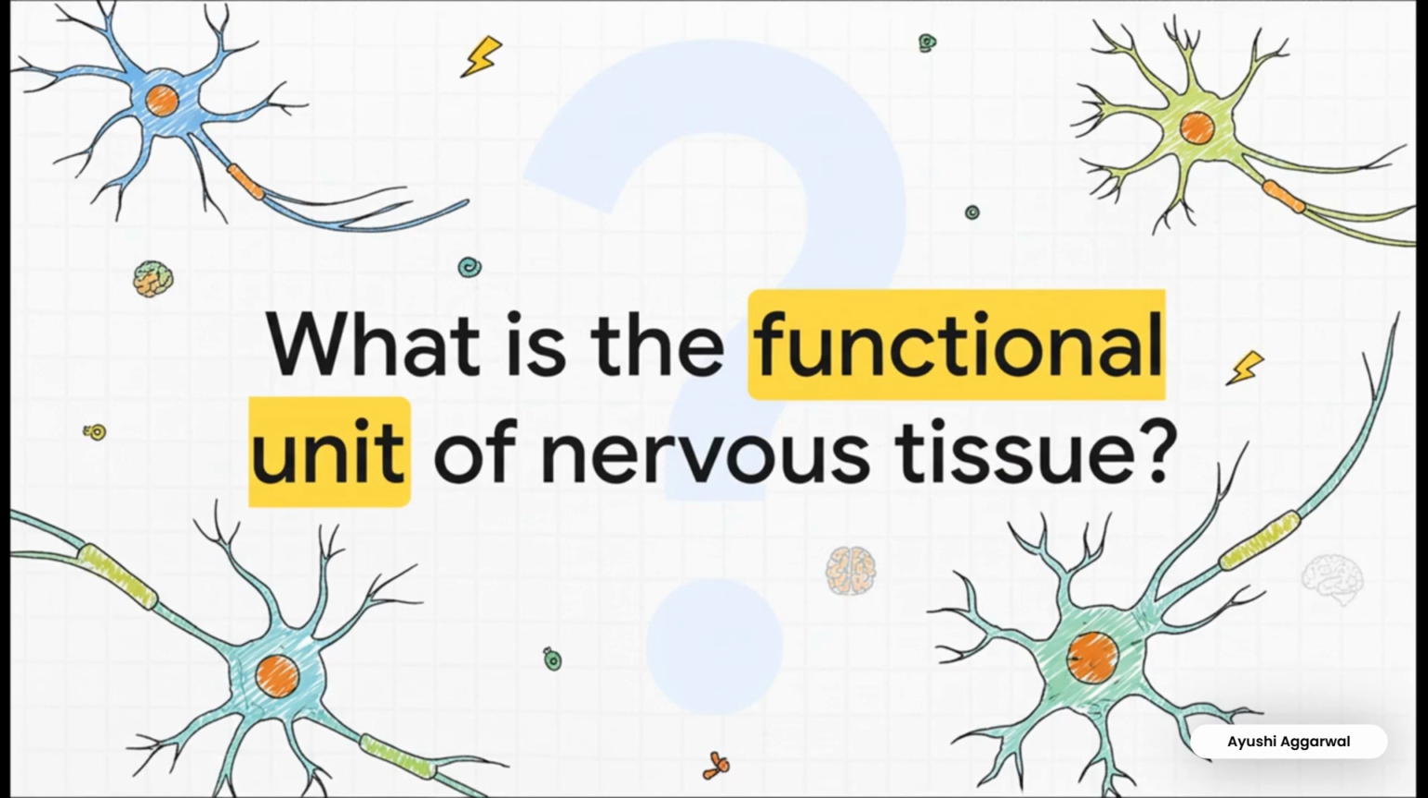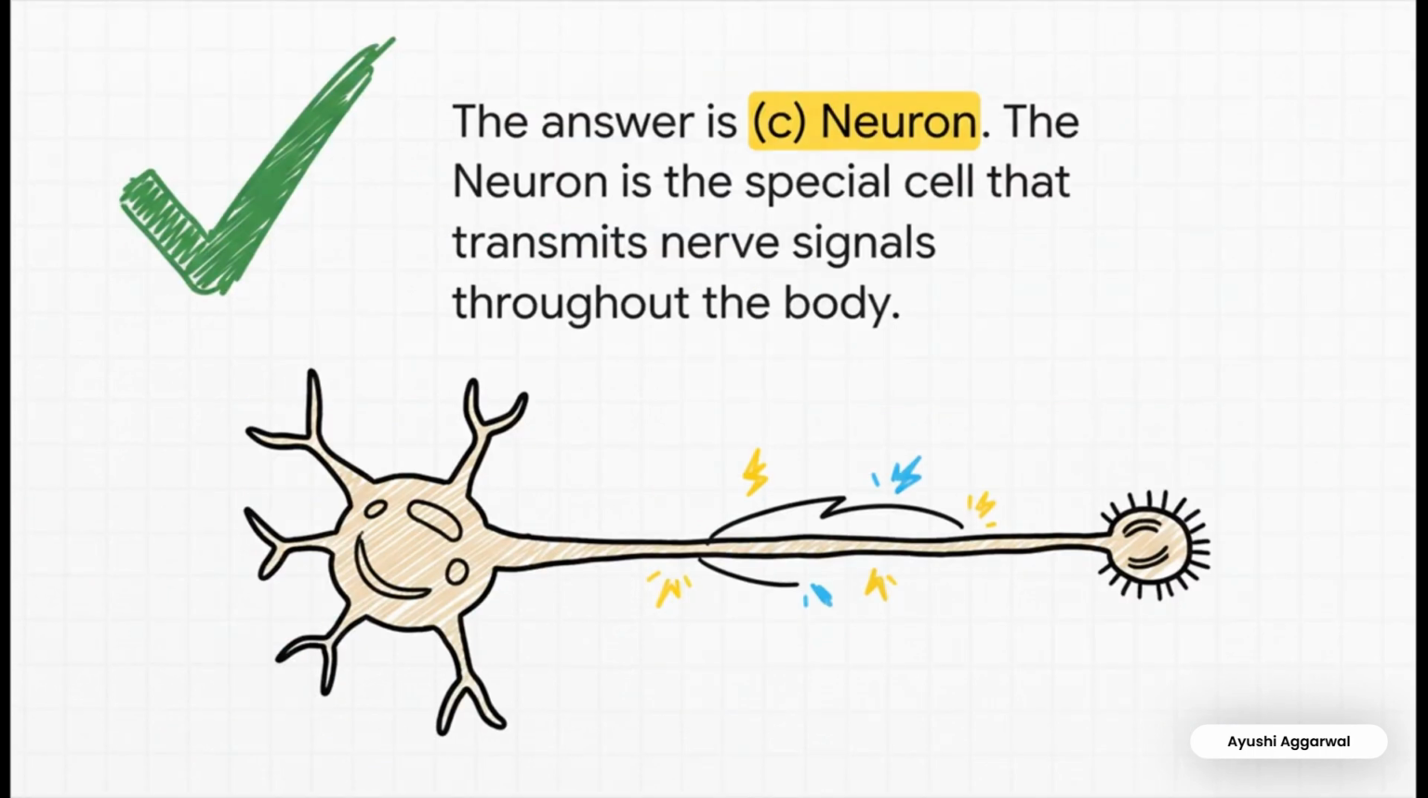Last practice question for today. What is the functional unit of nervous tissue? In other words, what's the main basic cell that does all the communication? And the answer is, of course, C, neuron. The neuron is that special cell that sends messages from one part of our body to another in the form of electrical signals. Axons and dendrites are just parts of it, but the main unit itself is the neuron.